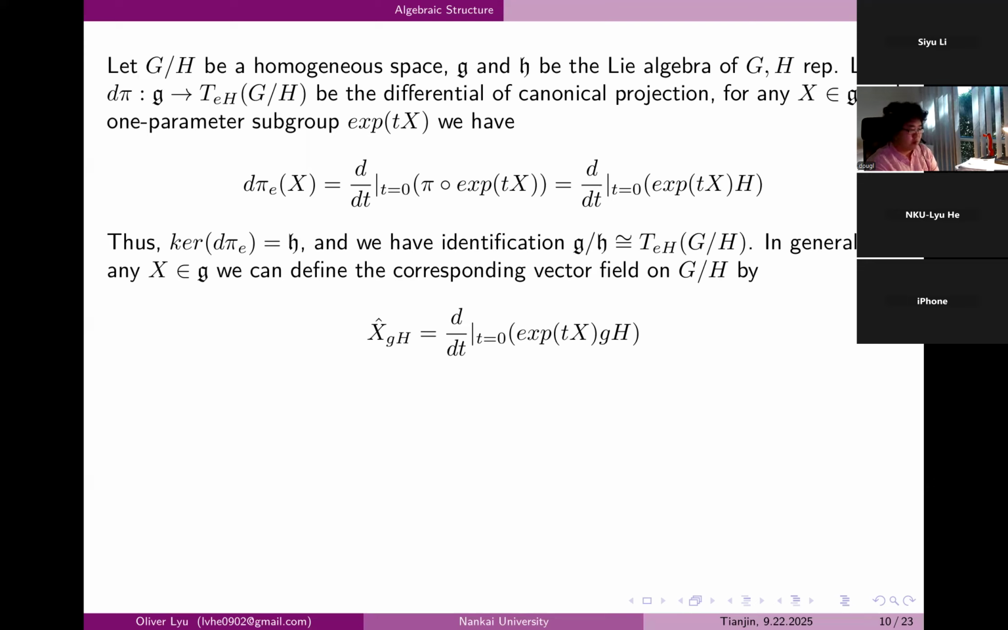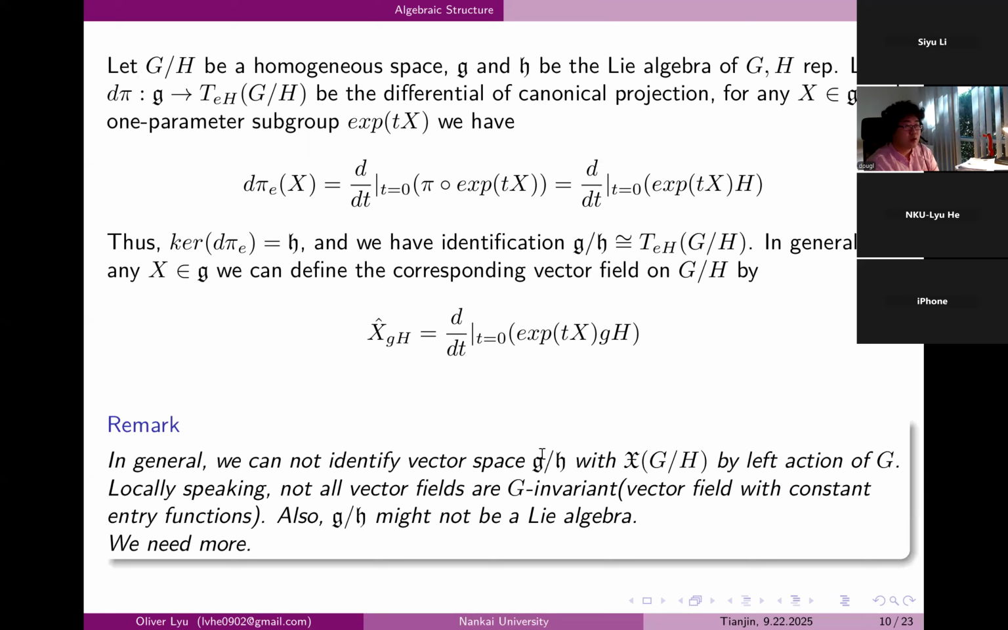In general, we make a correspondence. Here, we might not assume it is a one-to-one correspondence, so we just write it like this. This part, the reminder of this part, is very useful. In general, we might not identify the vector space G mod H with all the vector fields on the homogeneous space by this left action of G. This is different from the Lie group.